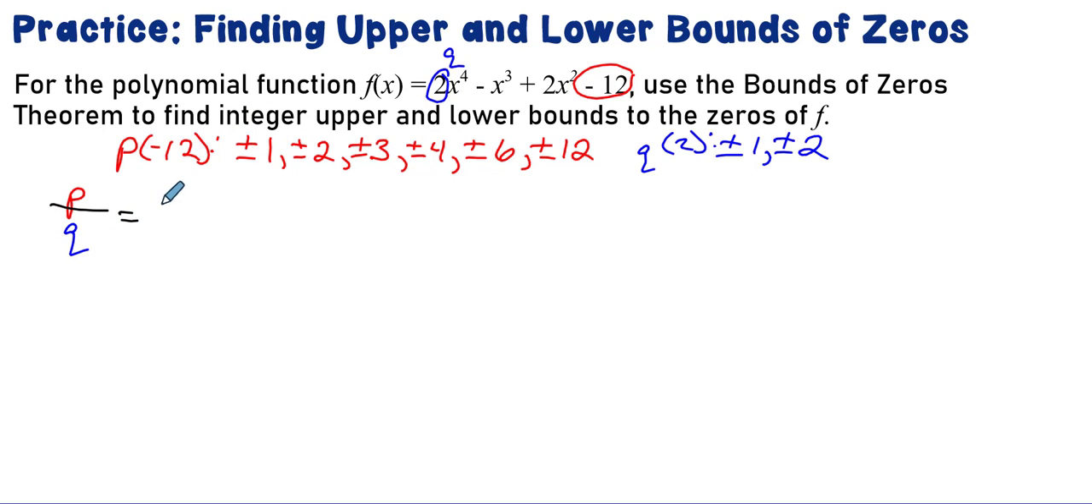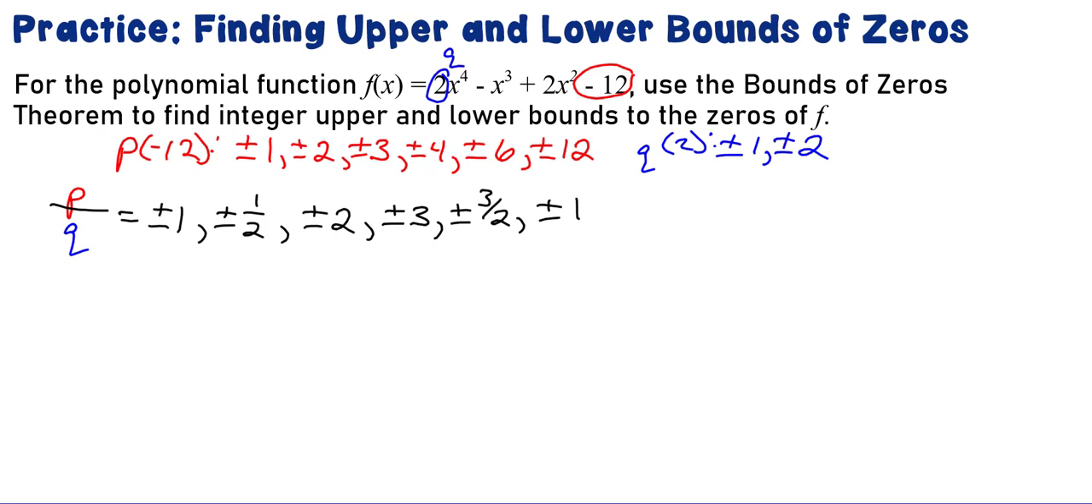So 1 divided by 1 is 1, so that's plus or minus 1. 1 divided by 2 is plus or minus 1/2. 2 divided by 1 is plus or minus 2. 2 divided by 2 is 1, which is already listed. 3 divided by 1 is 3. 3 divided by 2 would be plus or minus 3/2. 4 divided by 1 is plus or minus 4. 4 divided by 2 is 2, which is already listed, so we don't need to list it again. 6 divided by 1 is 6, plus or minus 6. 6 divided by 2 is 3, which is already listed. And then plus or minus 12, and 12 divided by 2 is 6, which is already listed. So these are all our potential zeros.